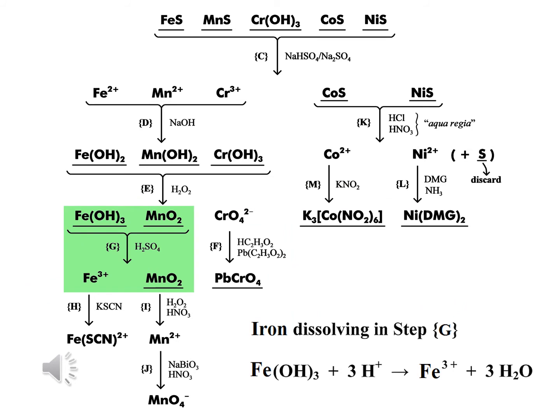This is another example from the group 3 flow chart. When you dissolve FeOH3, which is actually rust, and you add sulfuric acid, you separate the iron from manganese, and you do it by the equation at the bottom of the page, which is exactly the same as the one for CrOH3, except this time it's the iron that gets released into solution. So it works exactly the same way for iron.